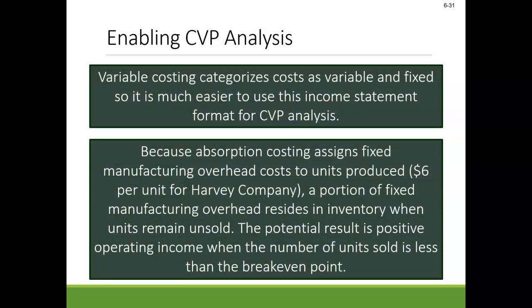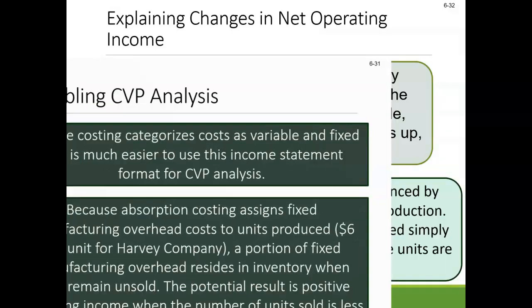Variable costing categorizes costs as variable and fixed, so it's much easier to use this income statement format for the CVP analysis that we were talking about. Because absorption costing assigns fixed manufacturing overhead costs to unit products, units that got produced during the year, a portion of fixed manufacturing overhead still sits in our ending inventory on the balance sheet. It won't flow through the income statement until those units are actually sold.